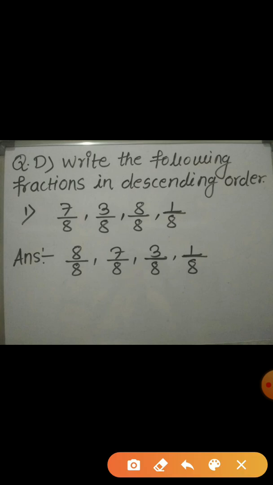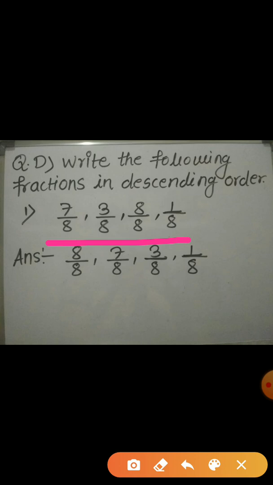Now coming to question number D, write the following fractions in descending order. Children, what do you mean by descending order? Descending order means decreasing order, where we arrange the numbers or fractions from greatest to smallest. So while writing the descending order, first of all we need to write down the greatest fraction. And which one is the greatest fraction among all?